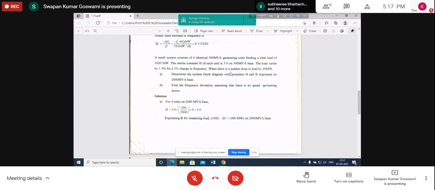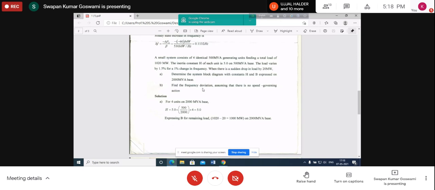A drop in load equal to 20 megawatt takes place, and then you determine the system block diagram with constants H and B expressed on a 2000 MVA base. 4 generators are there. Generator parameters are generally represented on a base of generator capacity, that means H is on a base of 500 MVA. Now if the base is 2000 MVA, the total capacity of the 4 generators, what will be the value of H and B? This is the first part.